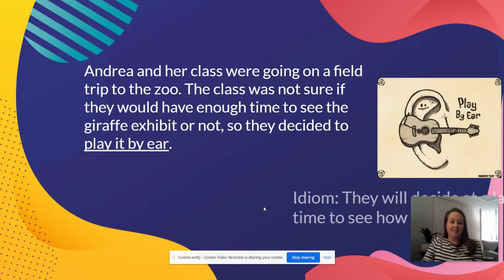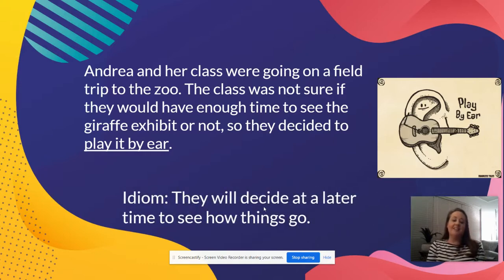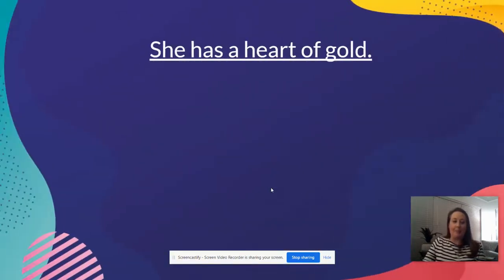No, it is not. So this is an idiom, meaning that they will decide at a later time to see how things go. So when someone says play it by ear, they're going to just kind of see what's happening as the day goes on. All right, let's look at our next one.